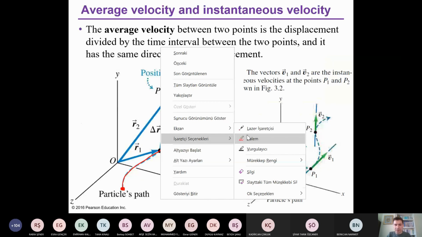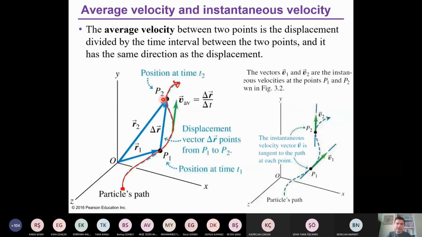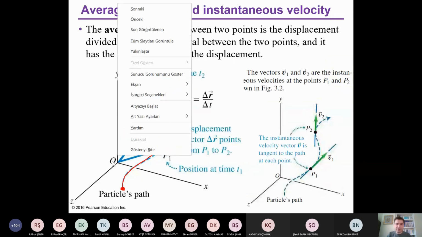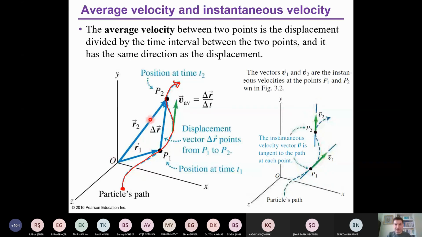This is the particle's path, and I am choosing 2 positions here on the path. This is position 1, and this is the position vector from the origin to position 1 when the time is t1. This is r1, and here I have chosen another position, position 2, and this is the position vector from the origin to position 2. So what do you see here? This is delta r, the displacement vector delta r points from P1 to P2.